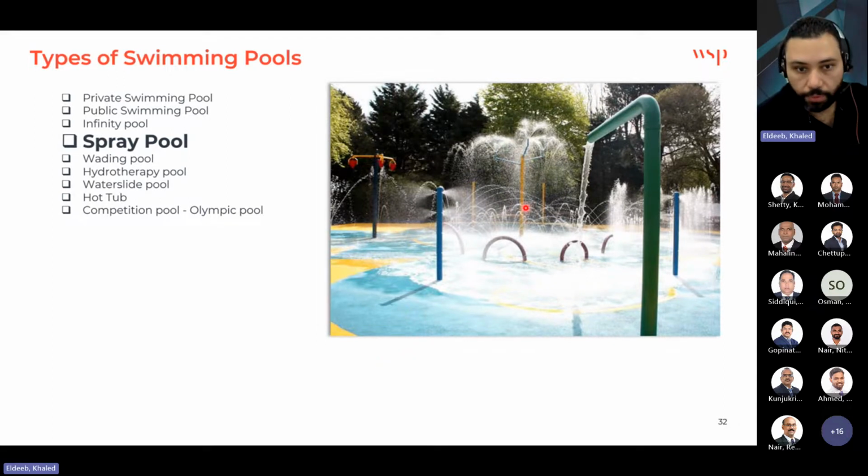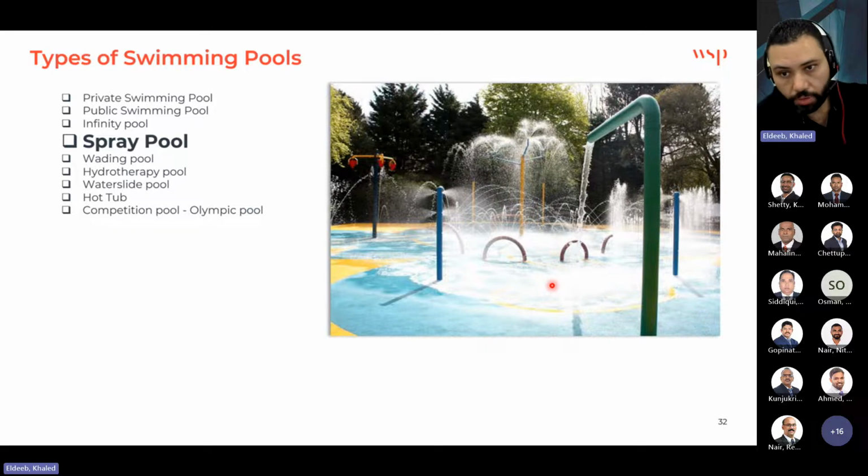Spray pool in the water park. This is also part of our course. So the spray pool is a water feature usually designed for interactive play, especially for children, usually including ground level fountains like this, jets, sprays, and other water effects as you see in this picture.